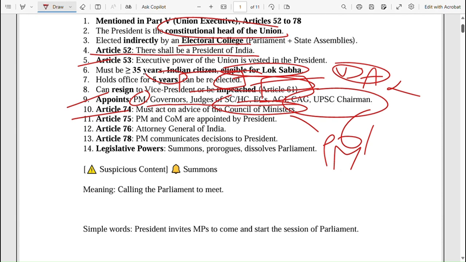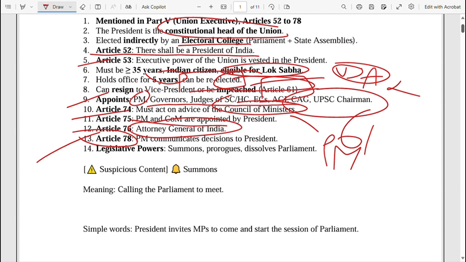Then what does Article 75 say? That the Prime Minister and Council of Ministers are appointed by the President. Also, Article 76 mentions the appointment of the Attorney General of India. Then Article 78 is important.